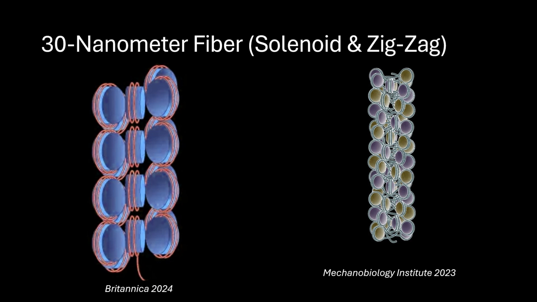Additionally, if you restricted yourself to the 10 nanometer fiber, you would not be able to fit the long length of DNA inside the nucleus, but with the 30 nanometer fiber, you could. So everything pointed towards the solenoid structure being a vital component for higher order DNA packaging.